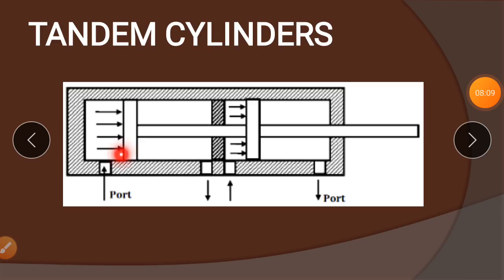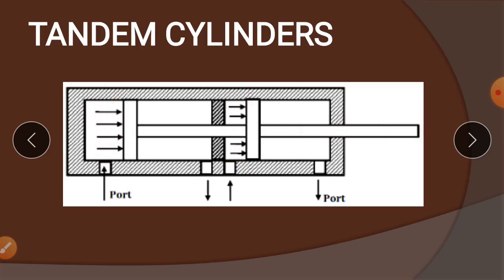So in this tandem cylinder, what happens? This is mainly used when a double amount of force is required. To increase the amount of force, if you use only a single piston cylinder, what happens? Only one pressure is going to be applied here, and the amount of force is going to be with respect to this amount of pressure.